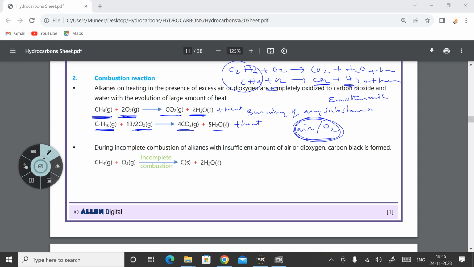Here, excess supply of oxygen. CH4 plus excess of oxygen, C4H10 plus excess of oxygen, or sufficient oxygen. When sufficient oxygen is present, carbon is completely converted into carbon dioxide and hydrogen is converted into water.